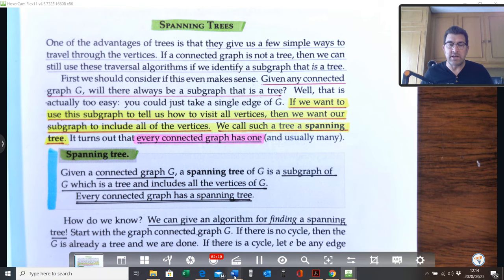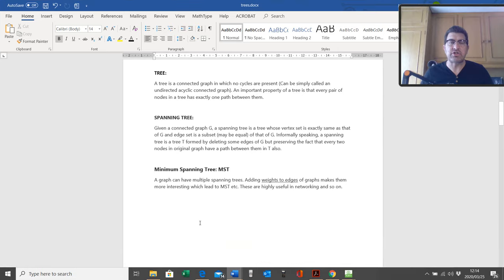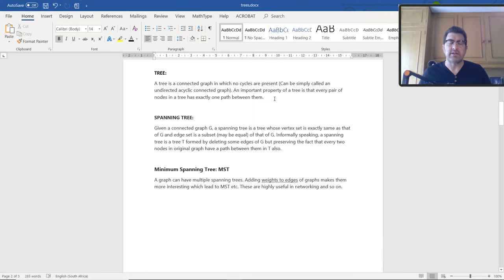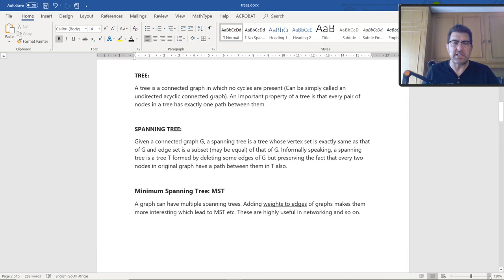But before we go there, let us just look at the definitions again. What is a tree? A tree is a connected graph in which there are no cycles or circuits, as other books call them. So it can be simply called an undirected acyclic connected graph. An important property of a tree is that every pair of nodes in a tree has exactly one path between them. So trees don't have loops. Trees don't have repeated paths.